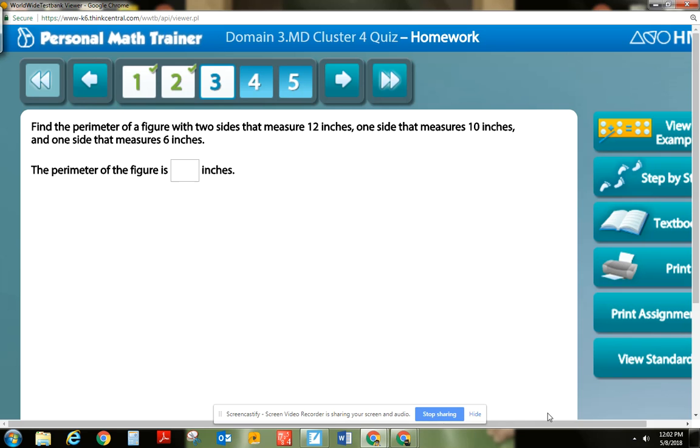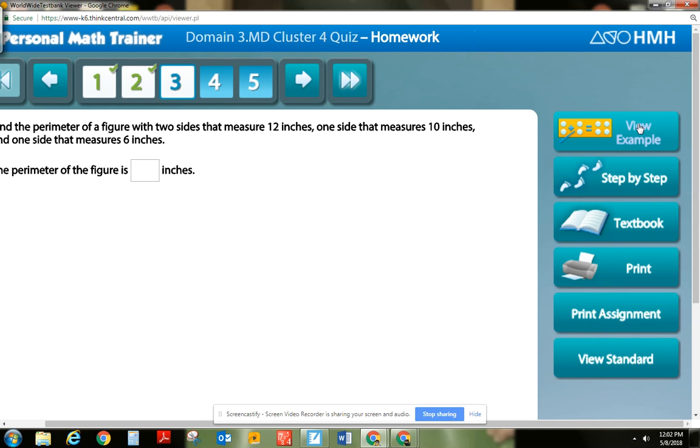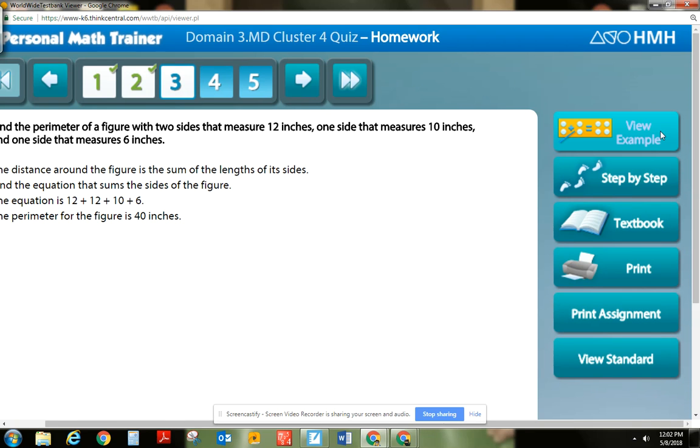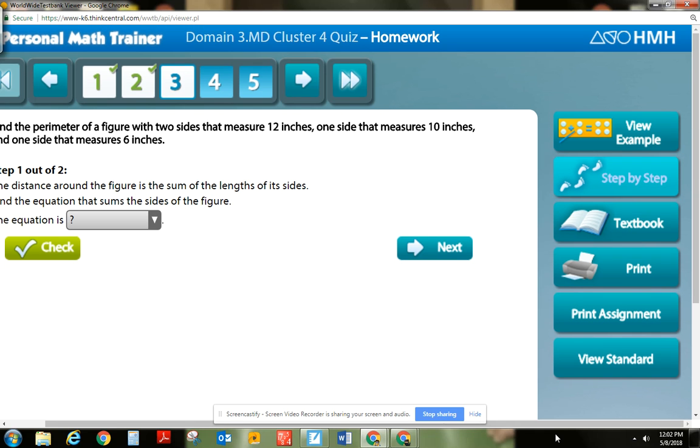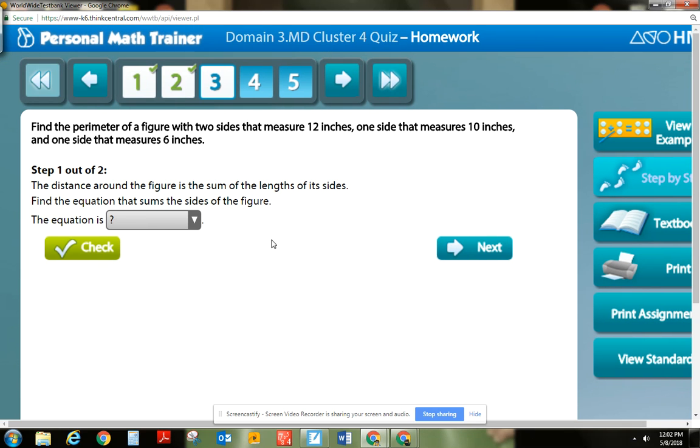Oh, the other thing that I wanted to show you with when it comes to the homework is with this quiz, if you're having a tough time, you can click view example or step by step, and it will kind of take you through a couple of the steps a little bit more clearly. So I guess I'll do it this way.